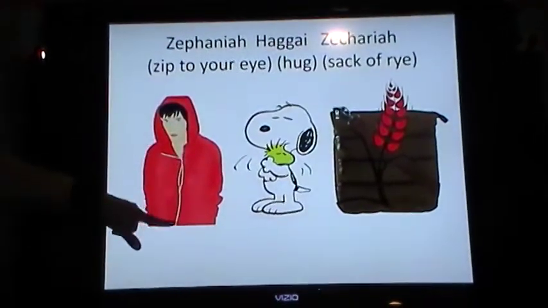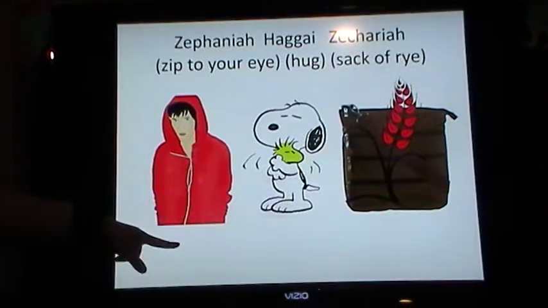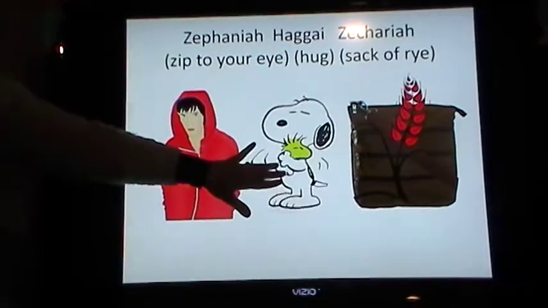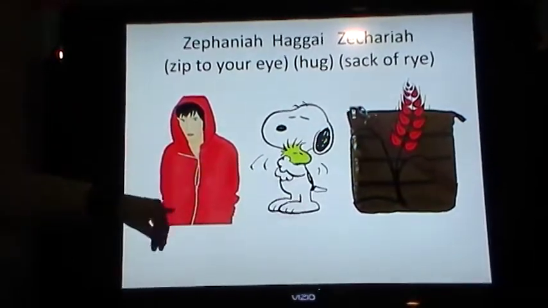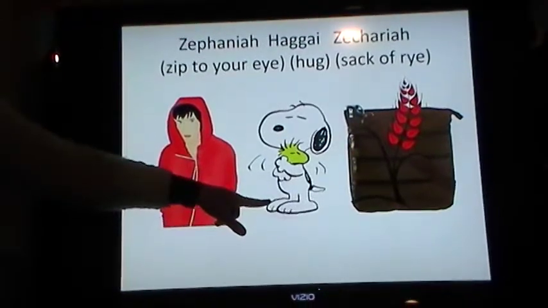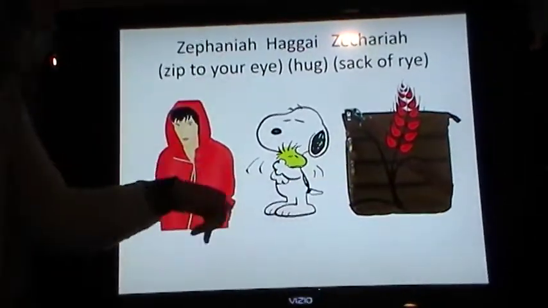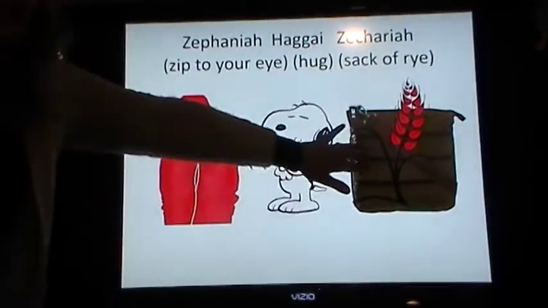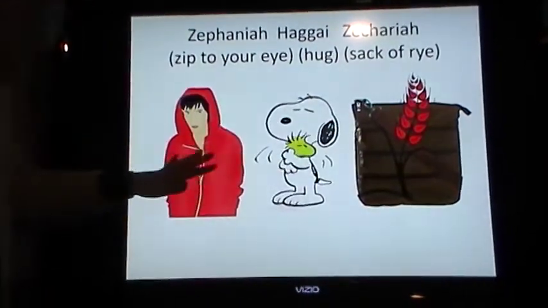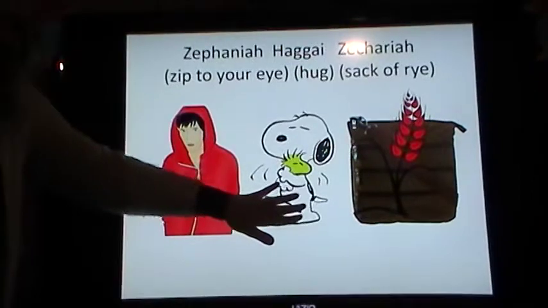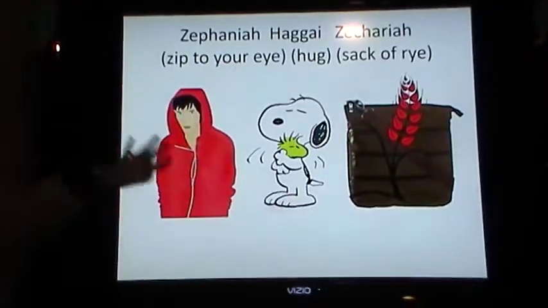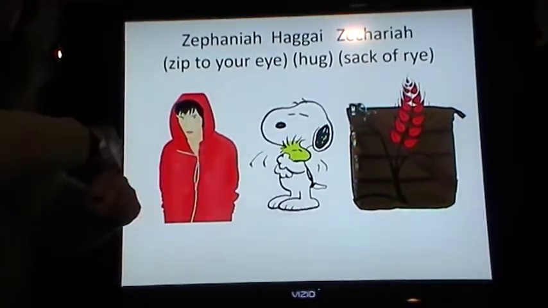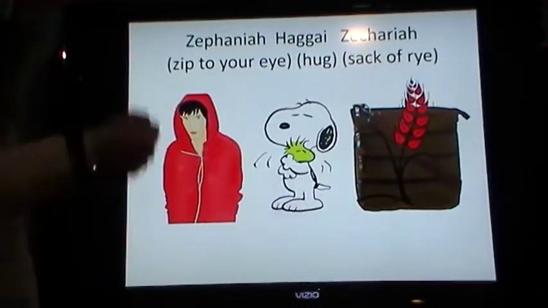Okay, Zephaniah. Sounds like a zipper. Zephaniah. Over here we've got a hug happening. Haggai. Zephaniah. Haggai. And this is a sack of rye. You can't see inside of it, but it's full of rye grain. That is going to be Zechariah. You hear the rye? Zephaniah, Haggai, Zechariah. These 3 are probably the hardest ones. So picture the zipper, Zephaniah, Haggai, and then the sack of rye, Zechariah.